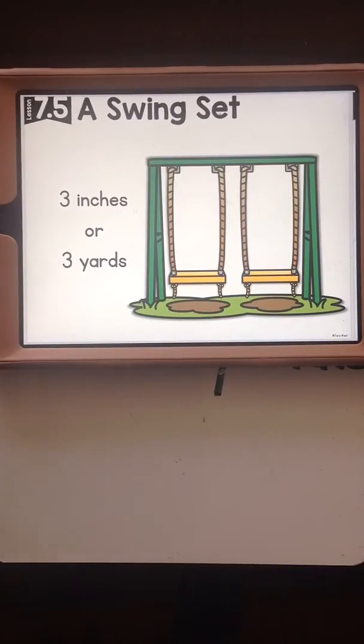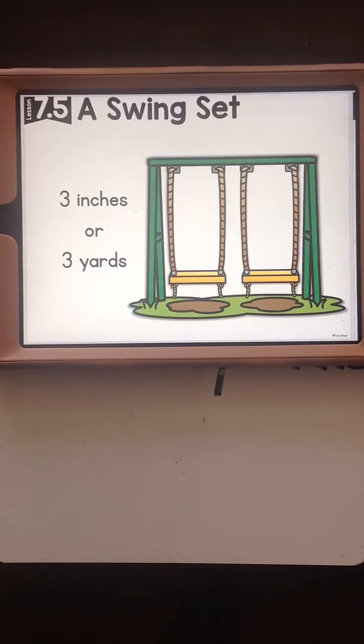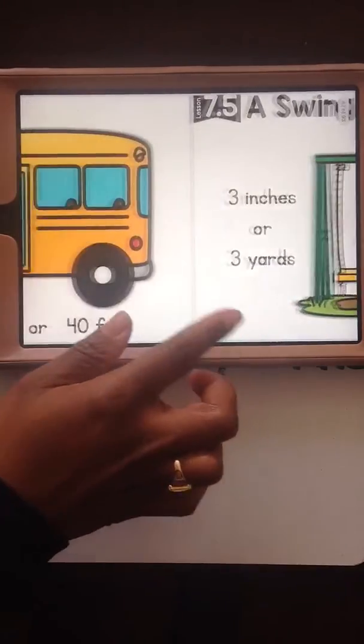Now think about a swing set. Do we think a swing set is 3 inches or 3 yards? If you guessed 3 yards, you are correct again. It might not be exact, but you know 3 inches is pretty small because that's the smallest unit of measurement. So 3 yards would be the best guess.